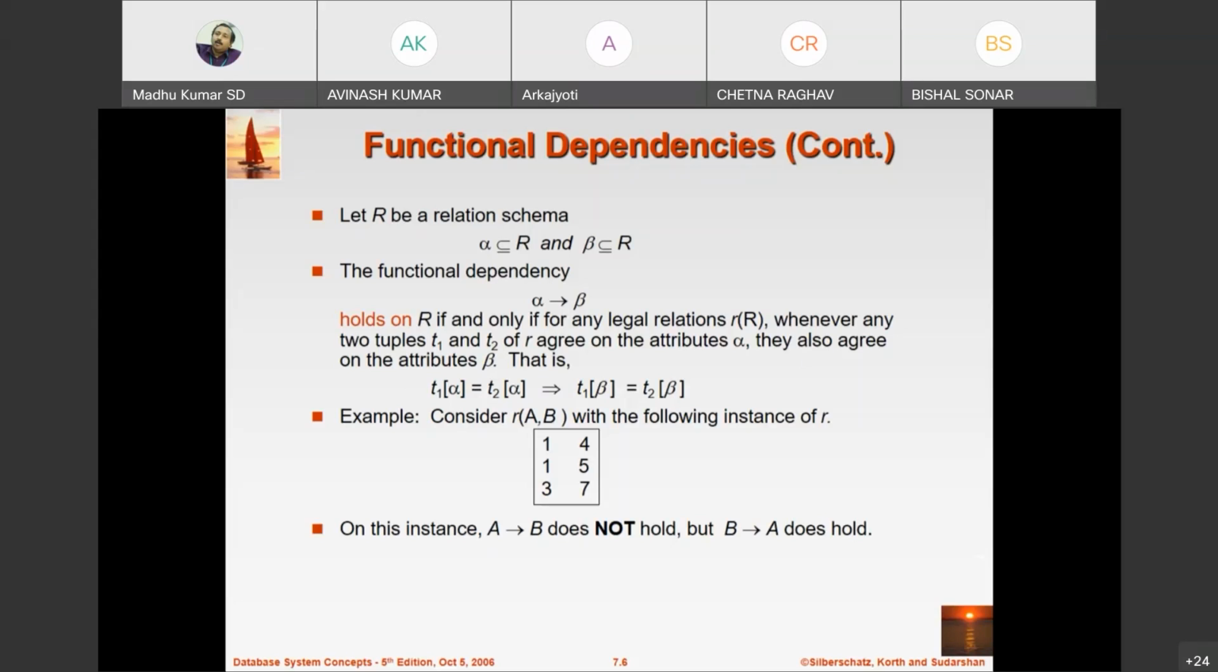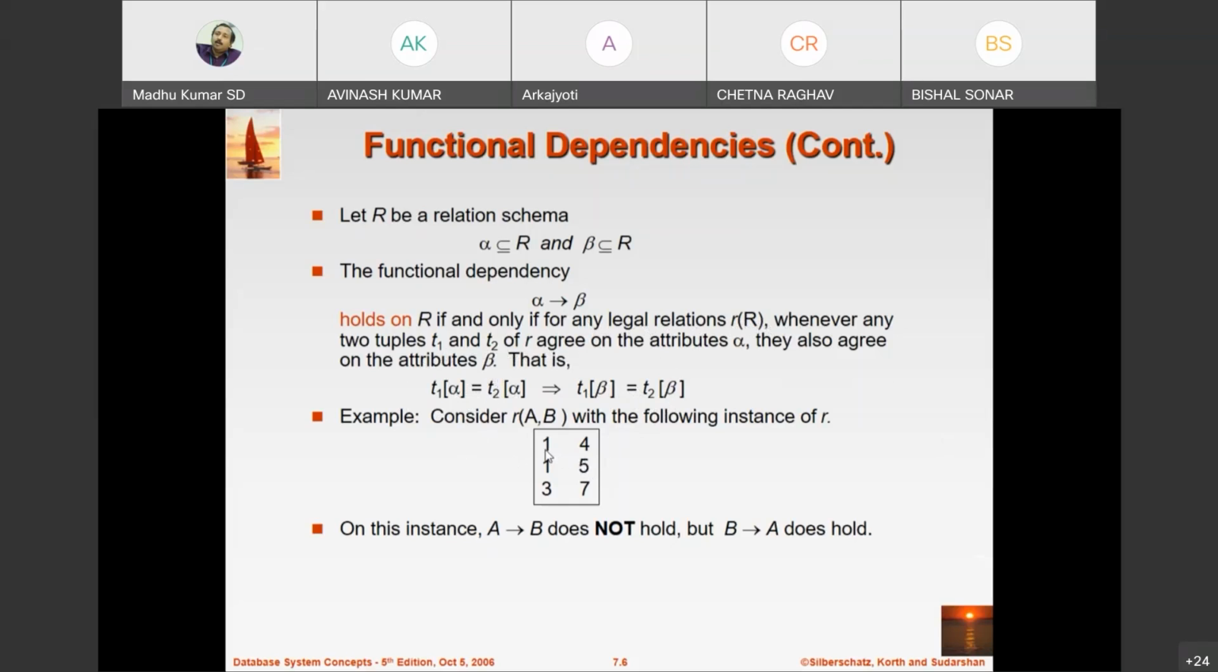So our functional dependency alpha determines beta holds on a relation R if and only if for any legal relation r of capital R, whenever any two tuples T1 and T2 of r agree on the attributes of alpha, they also agree on the attributes of beta. That is, if T1 alpha is equal to T2 alpha, it implies that T1 beta is also equal to T2 beta. All right. So an example is given here.